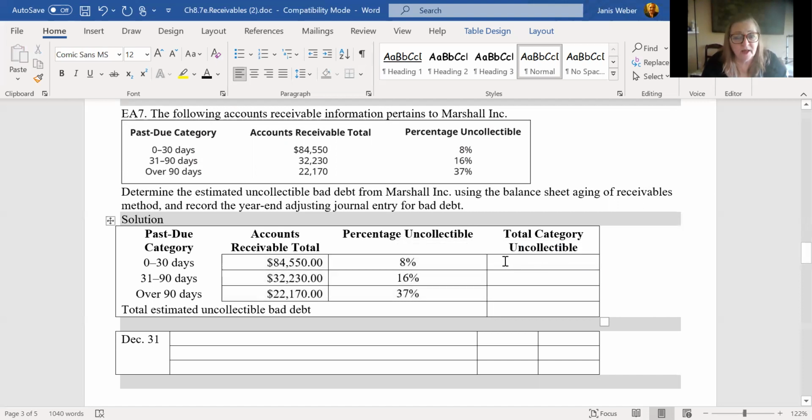And then when you multiply 84,550, I'm sorry, I have to get rid of these zeros because it's not customary to use zeros in our journal entries. Okay. We would multiply those across: 84,550 times 8%, 32,230 times 16%, I'm rounding, and 22,170 times 37%. So then our total would just be the total of these three different levels of accounts receivable.